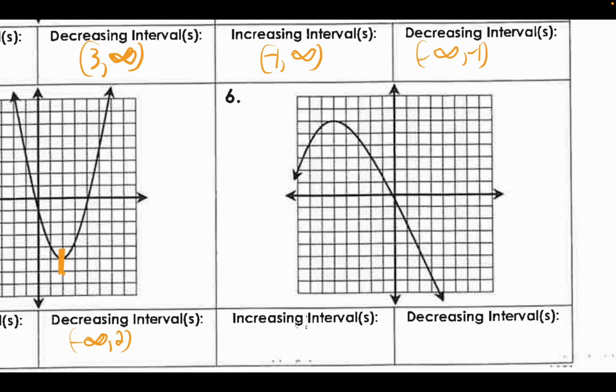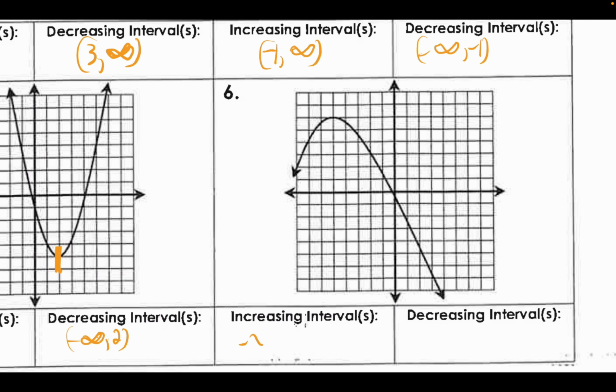Number 6 here, from left to right, it starts off increasing from negative infinity until our vertex, which has an x value here of negative 5. And then it's decreasing after the vertex from negative 5 onto infinity to the right.